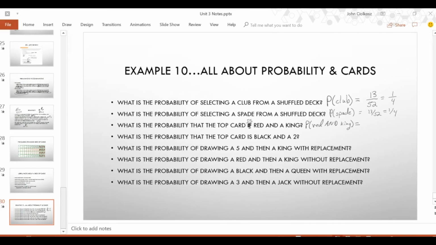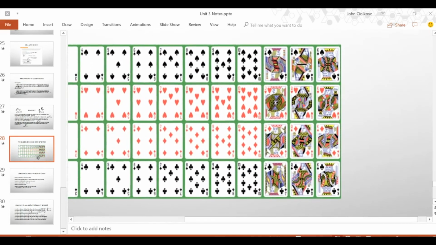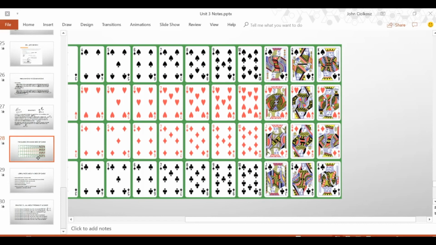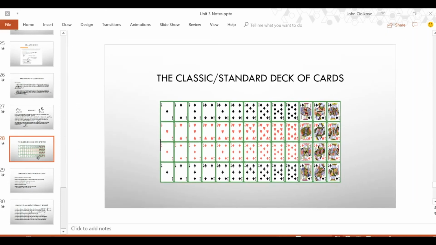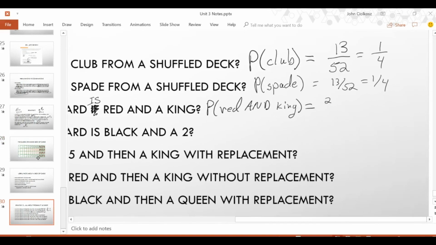So let's go ahead and take a look at our chart here. How many cards are red and a king? 2. So I have 2. And how many total cards are there? 52. Which does simplify, as someone said earlier, to 1 out of 26. Which is a decimal that it's vastly too early in the day for me to approximate. It's going to be something like 0.038-ish.